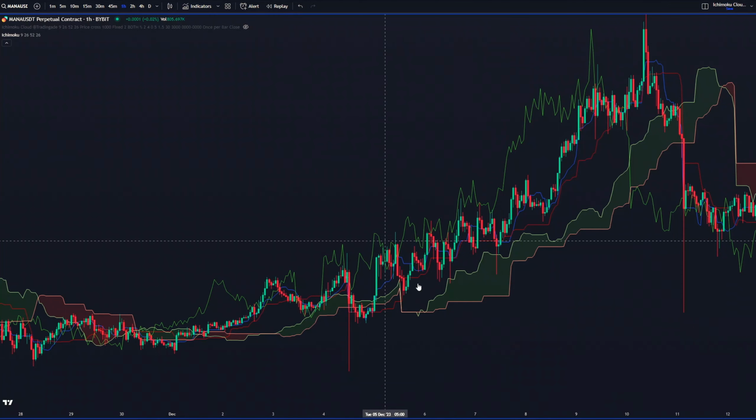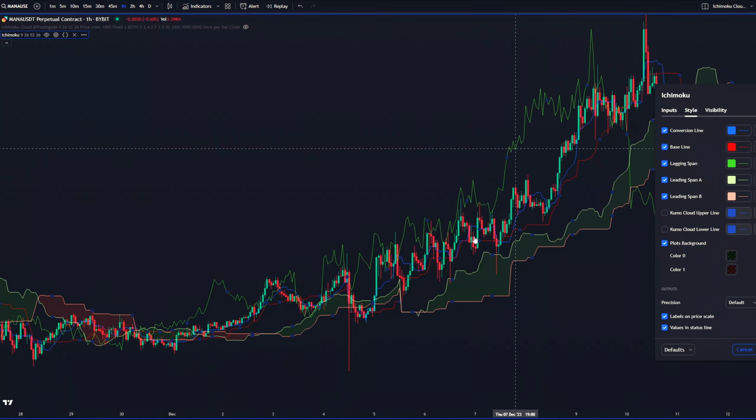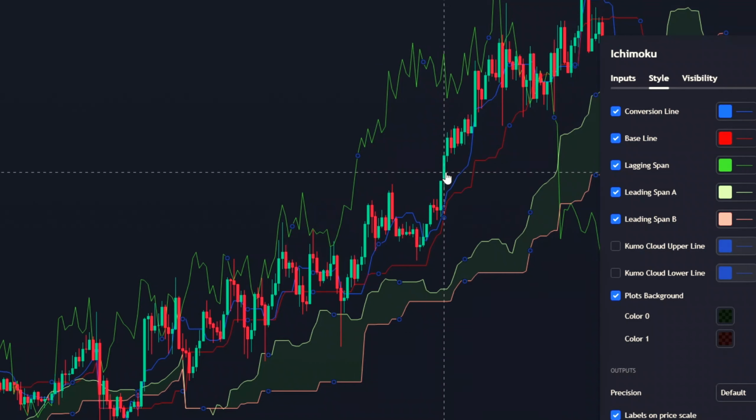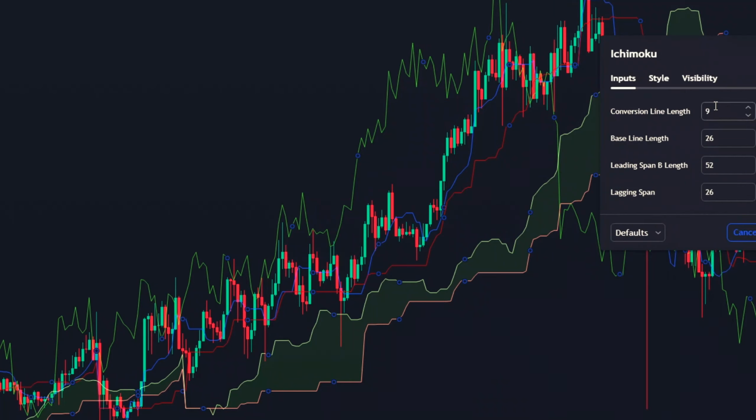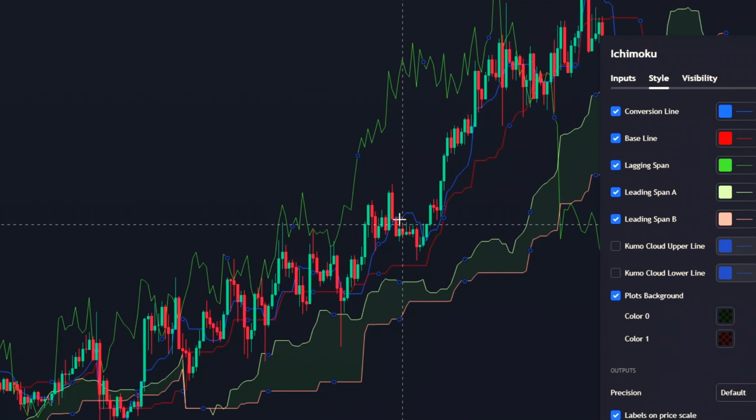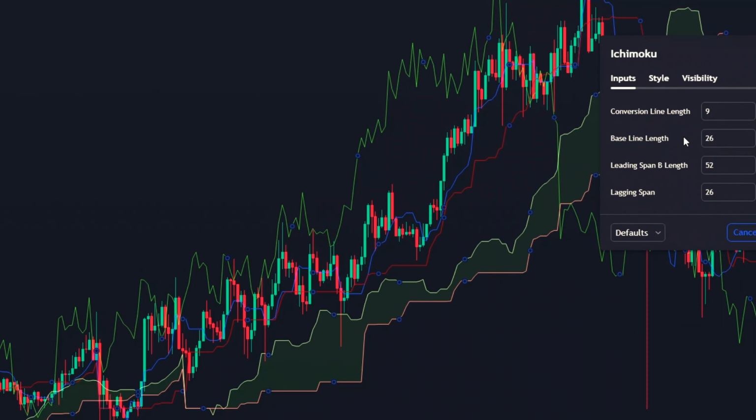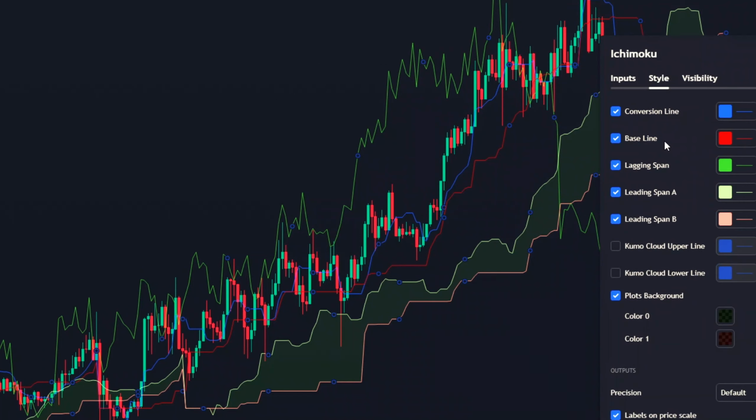We have a lot of lines in the chart, and in my opinion, it's pretty complex. Let me quickly explain in 2 seconds what all these lines are about. So we have a conversion line that is the midpoint between the highest high and the lowest low over a specific period, which in this example is 9. Then we have a baseline, which is this red one. It's the same as the conversion line, but calculated on a longer period of time.